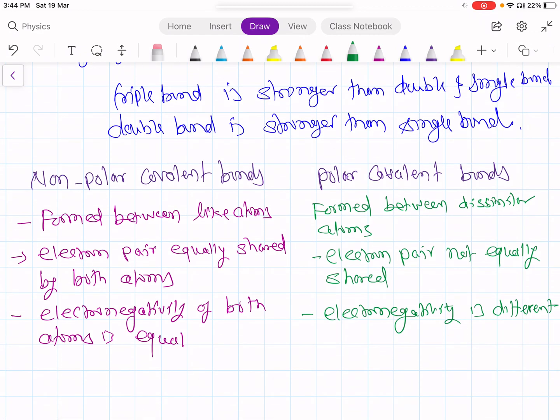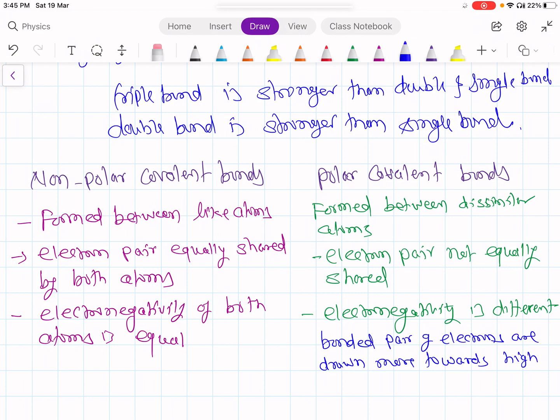Since electronegativity is different, and electronegativity is nothing but the attraction towards electrons, it means one of the atoms may have more electronegativity than the other. The result is that the bonded pair of electrons is drawn more towards the high electronegativity atom.